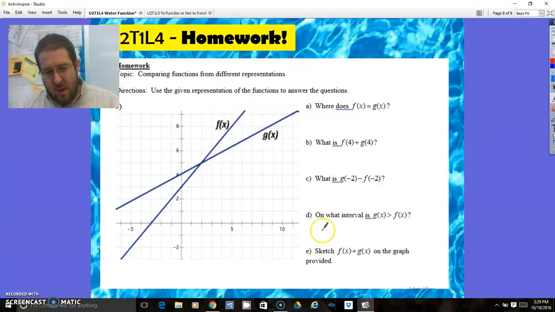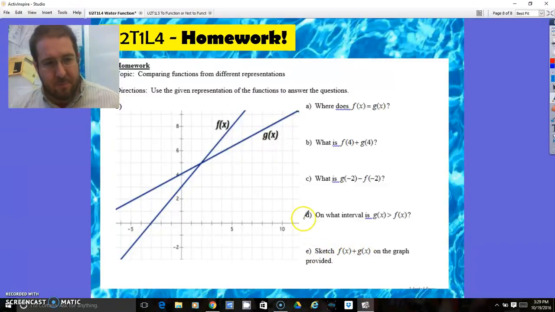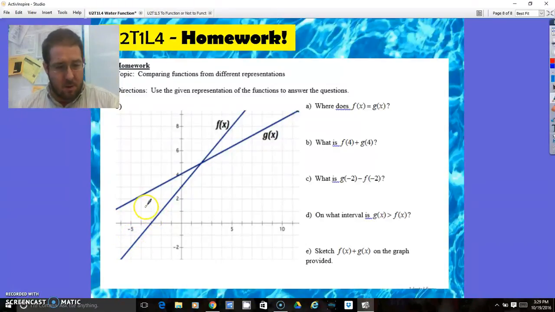This is the toughest question of them all. Sketch f of x plus g of x on the graph provided. What you're going to have to do is actually solve a bunch of problems in order to graph this and see that maybe it's going to be a linear answer. If I do 3 or 4 of them, I can see what the answer is. It's easiest to start at 0. F of x is at 3, g of x is at 4. 3 plus 4 makes 7. So the new function is right here.